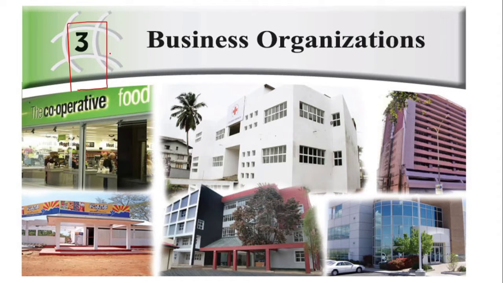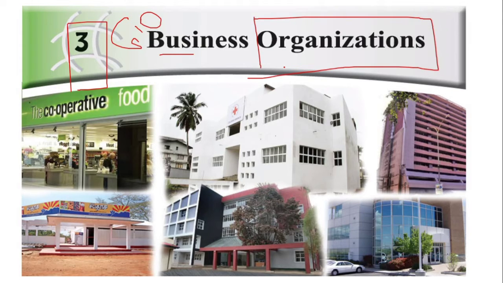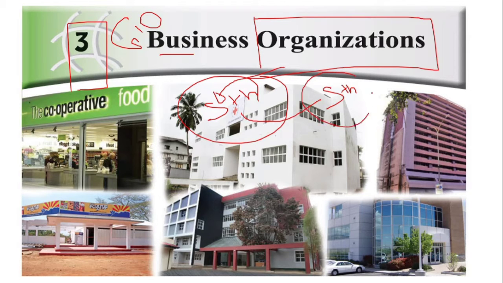Which is the third lesson in your grade 10 syllabus. Forget about the word business for the moment. Think about organization. Organization means you're organizing something in order to achieve something. You are organizing something in order to achieve something.